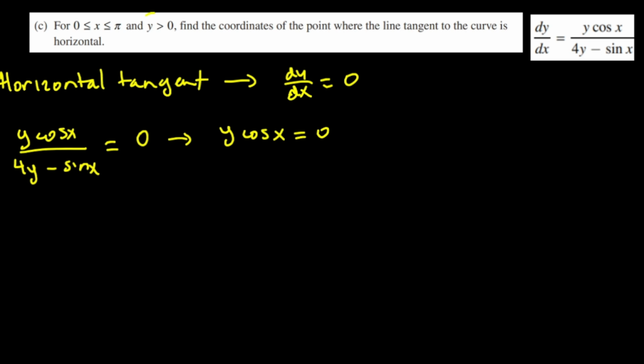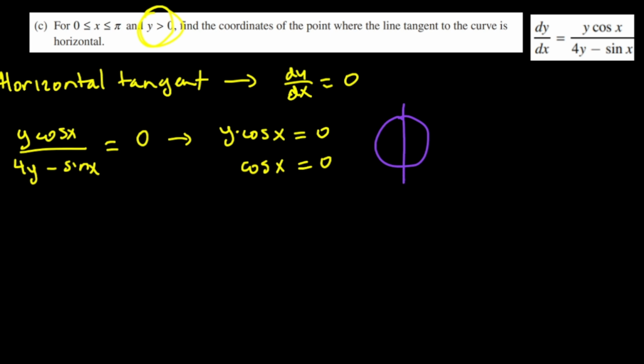We were also told in the prompt right here that y has to be greater than 0. So this y can't be 0. So if you multiply y, which is not 0, by cosine of x, and you expect the result to come out 0, that means that cosine of x has to come out 0.